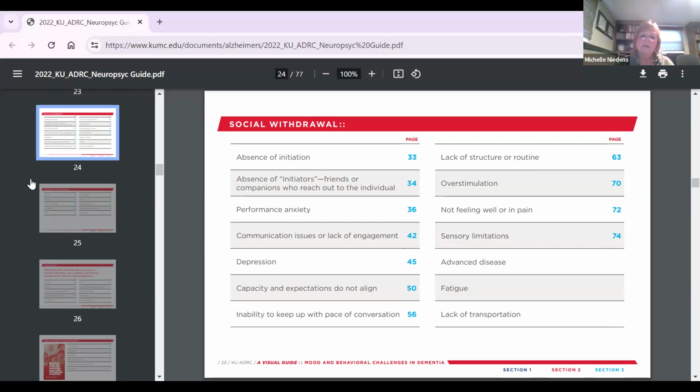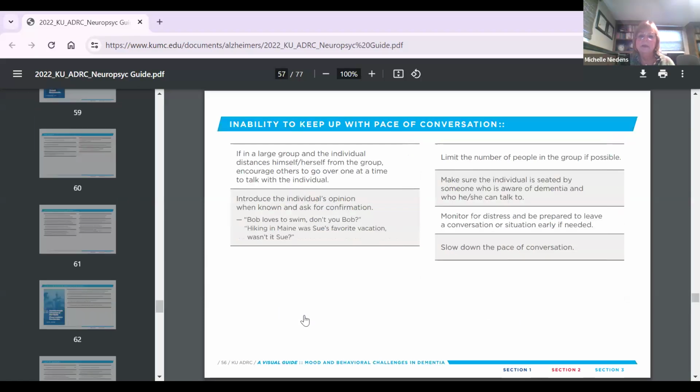Say we look at that and we think it's inability to keep up with the pace of conversation. So this is where we go to, well, how are we going to change this? So in this case, we're going to click on page 56. So 56, then the next section gives us some ideas. So if in a large group and the individual is distancing from the group, encourage others to go over and talk one at a time. So say this is at Thanksgiving and there's a ton of people there and the person's sitting in the corner. Then encourage people to go over and have one-to-one conversation.